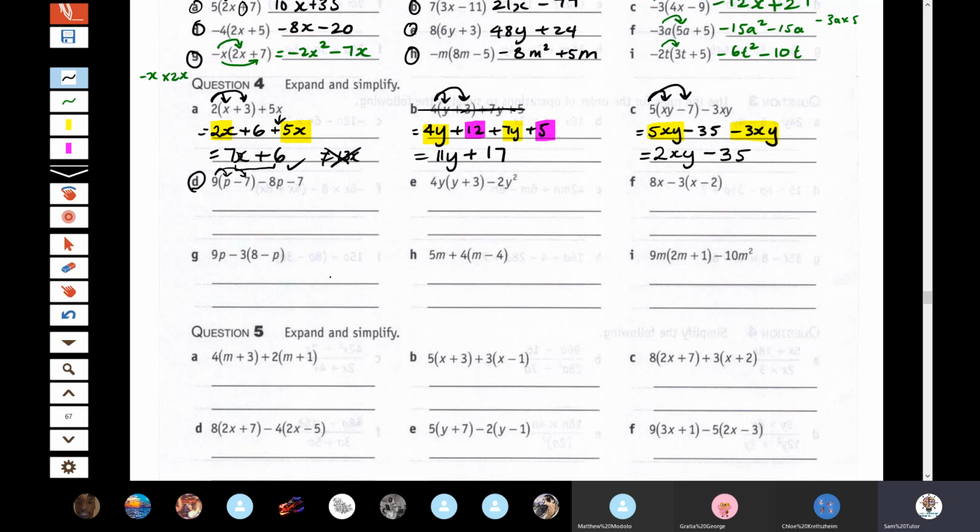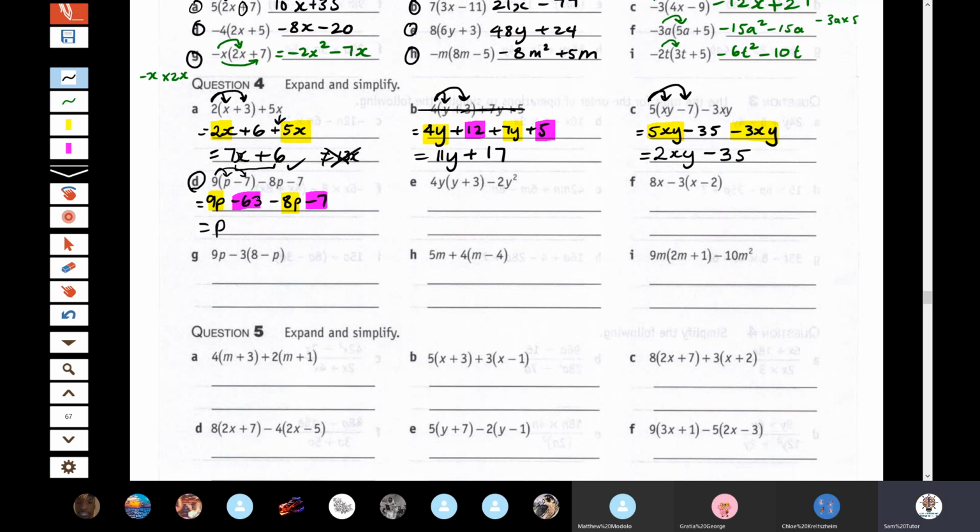Okay, let's see how you guys went with this one. 9 times P, 9P, 9 times 7, 63, and then you still got 8P and 7, and then you're simplifying. Again, you know these two are the same, and you know these two will be the same. All right, 9P, take away 8P is obviously 1P.